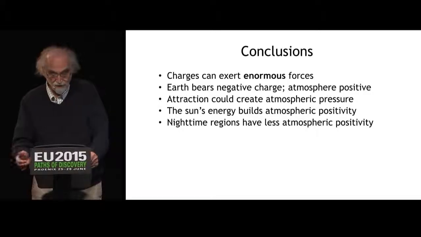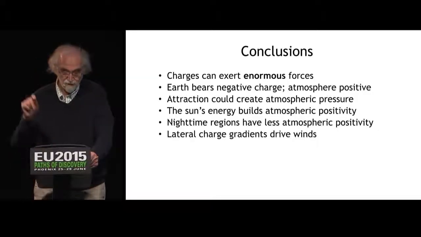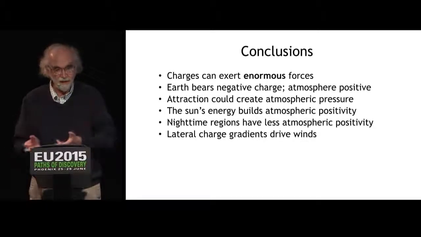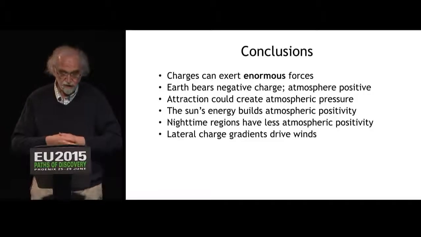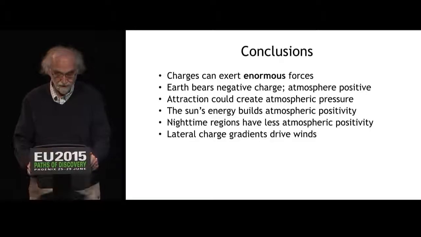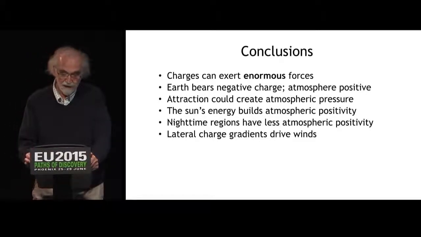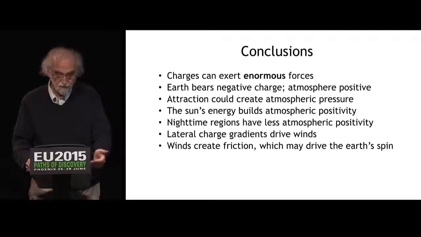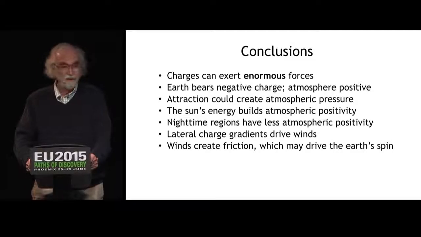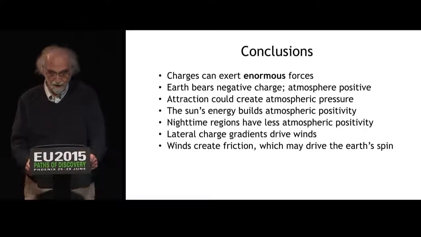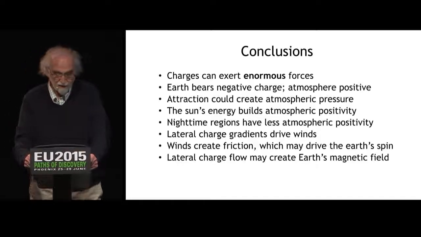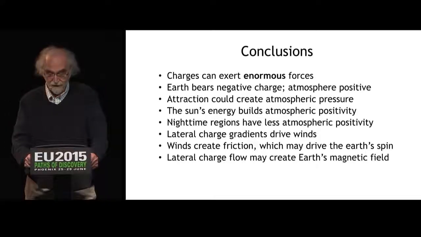At night, there's not much evaporation, not much atmospheric positivity. And because of the regions between sunshine and darkness, you have lateral charge gradients. And remember how strong the force of those charges can be. And so that inevitably drives winds, and winds create friction. And the question is whether that friction is sufficient to create the Earth's spin and keep it spinning and giving us day and night. And it's possible that those charges may actually create the Earth's magnetic field.